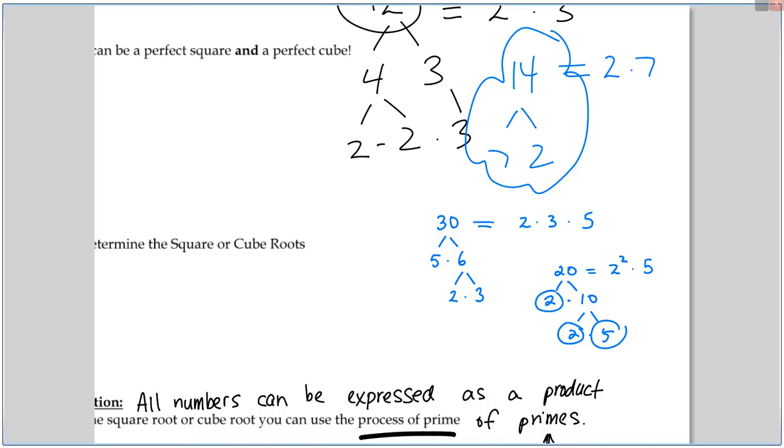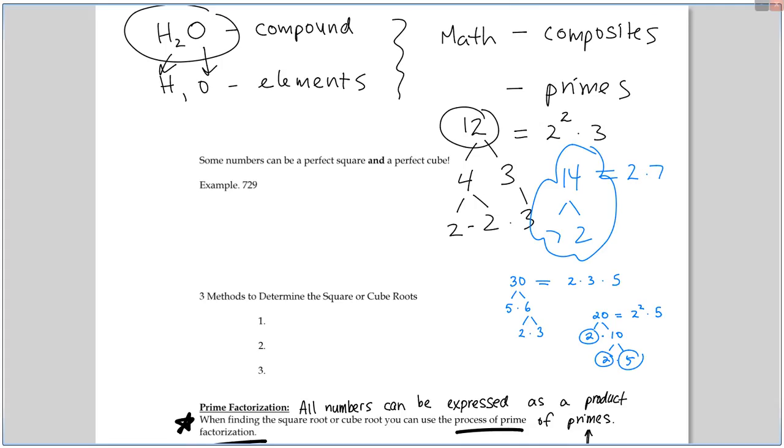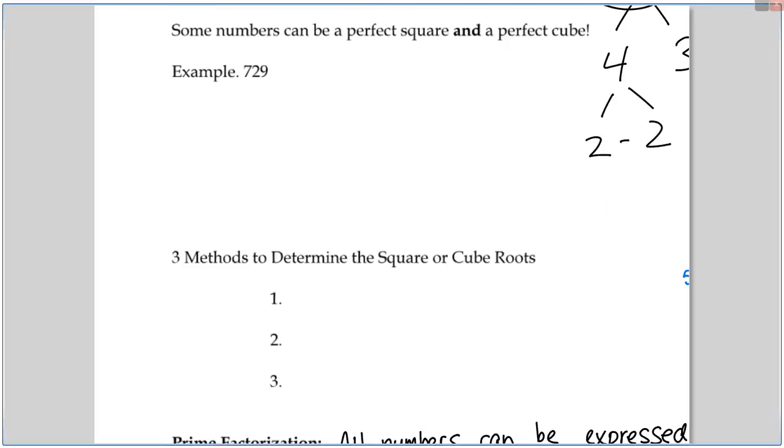So what we can do here, if you think back to last day, we were talking about perfect squares and perfect cubes. If we want to be able to identify a perfect square or perfect cube by hand, we have to use prime factorization. They want us to try 729. So, 729.